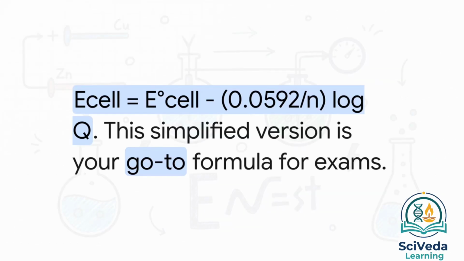Now, that formula looks a bit intimidating, I get it. But here's the good news. For most of your exam problems, the temperature will be set at 298 Kelvin, which is 25 degrees Celsius. Because of that, we can plug in the values for R, T, and F, and also convert the natural log to a base 10 log, which is easier to work with. When you do all that math, all those constants just boil down to this one magic number, 0.0592. And that gives you this much, much friendlier version of the equation. This is going to be your best friend for calculations.